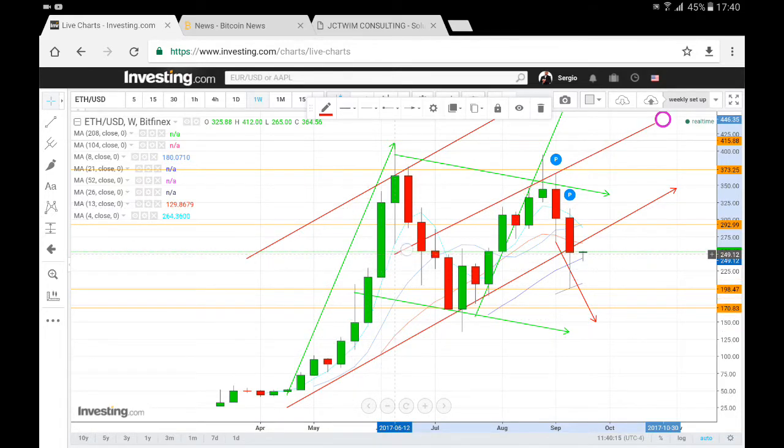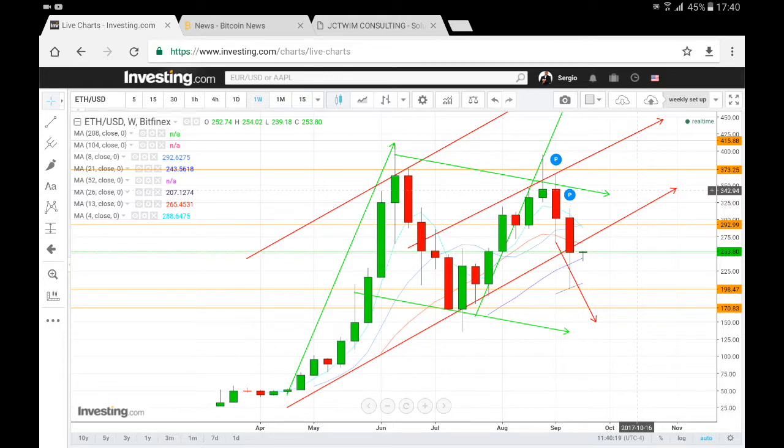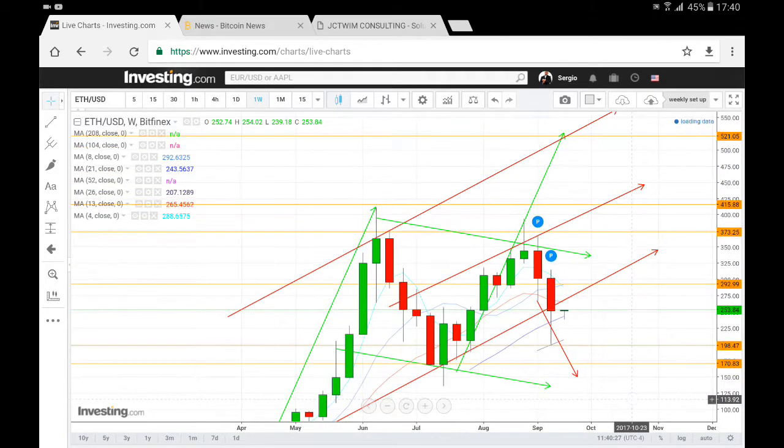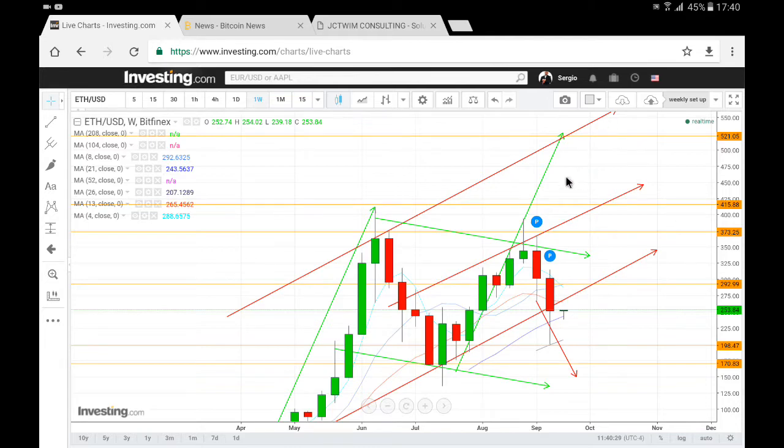And since this one is interior, so boom, that's it. You see over here, that's A, B, C, and from here what I'm expecting to see is Ethereum now at 500. But first of all, that's the second part of the distribution.